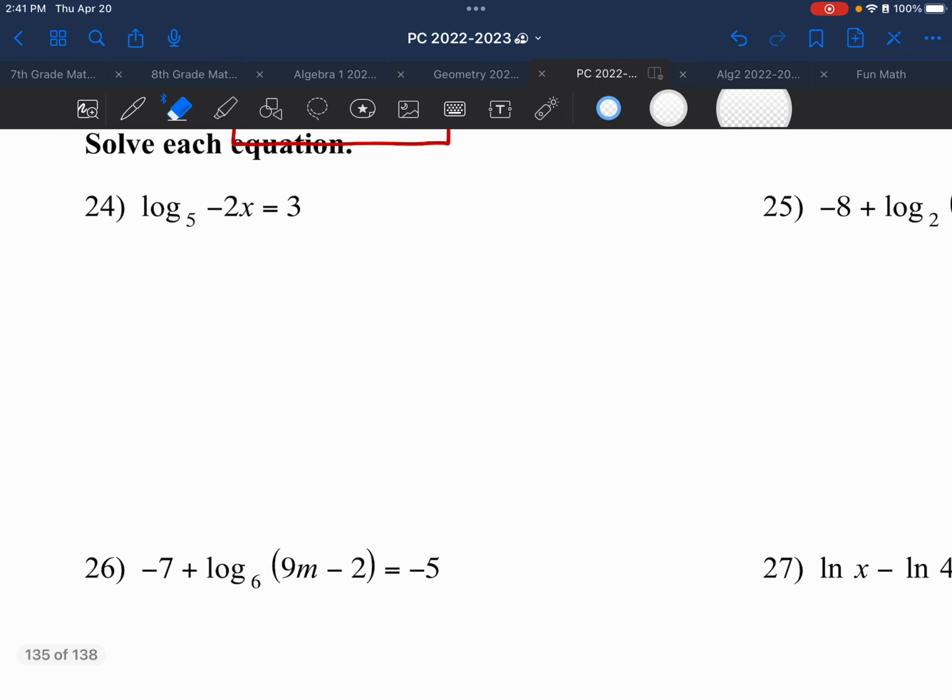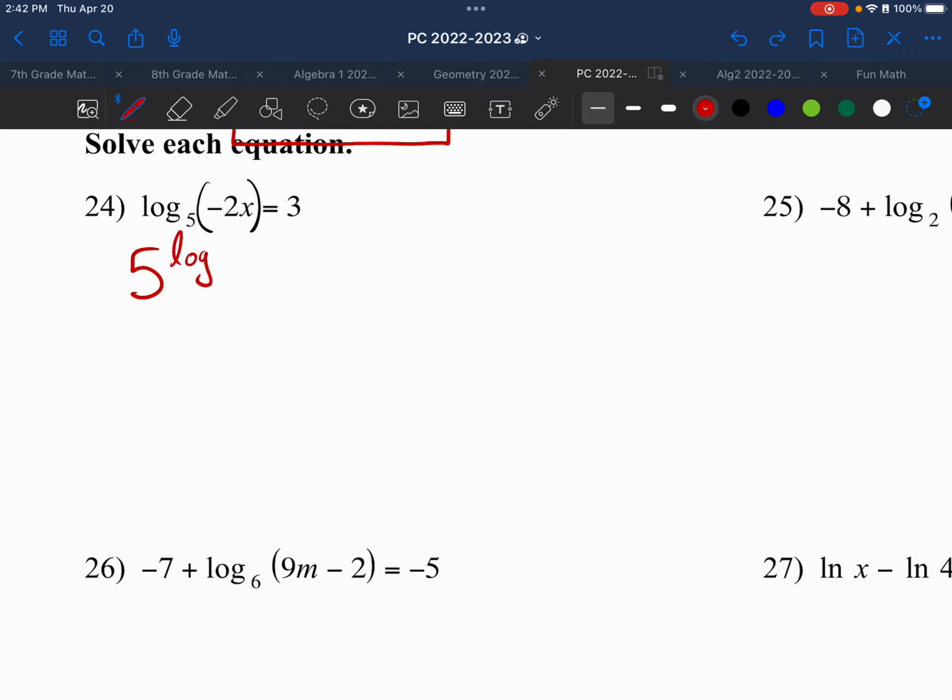Number 24. We're solving this, okay? So we need to undo a logarithm. The way that we undo a logarithm is with exponentiation. So I'm going to say, and by the way, the parentheses here are weird, but the parentheses are technically right here. I'm going to undo it by taking everything 5 to this power, or 5 to this side. So 5 to the power up, and I rewrite log base 5 of negative 2x, and that's going to be equal to 5 to the power of 3.